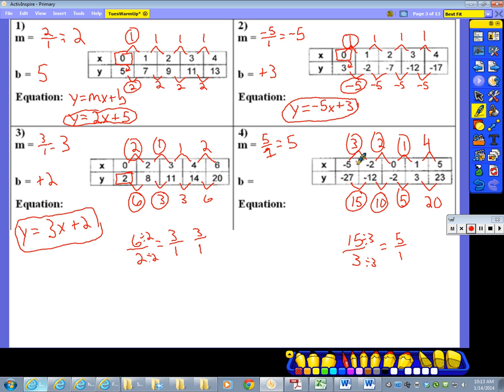B equals, I have to find where x equals 0. There it is. And I'm going to look at the y value, which is negative 2. And so now my equation is y equals m, which is 5, x. And then plus b, well, in this case, b is negative 2. So I'm going to do minus 2. So there's my equation for number 4.